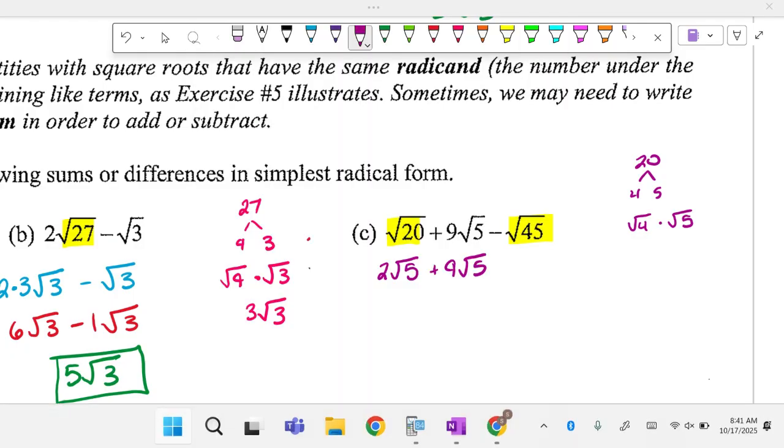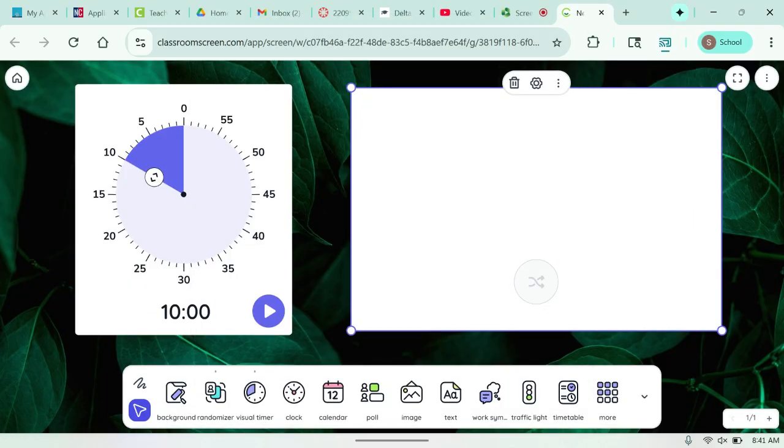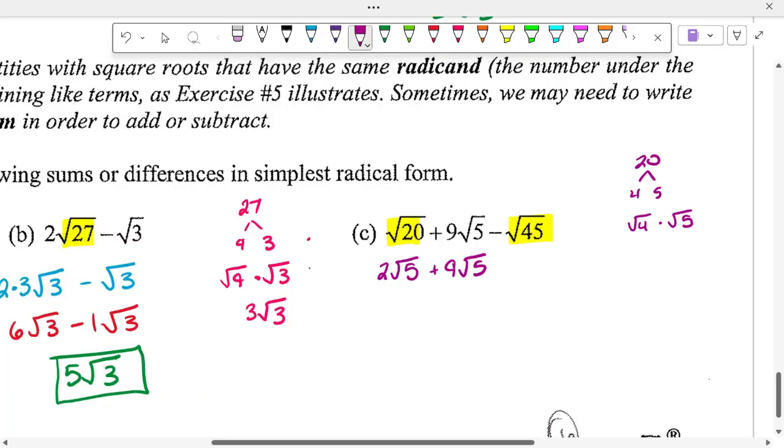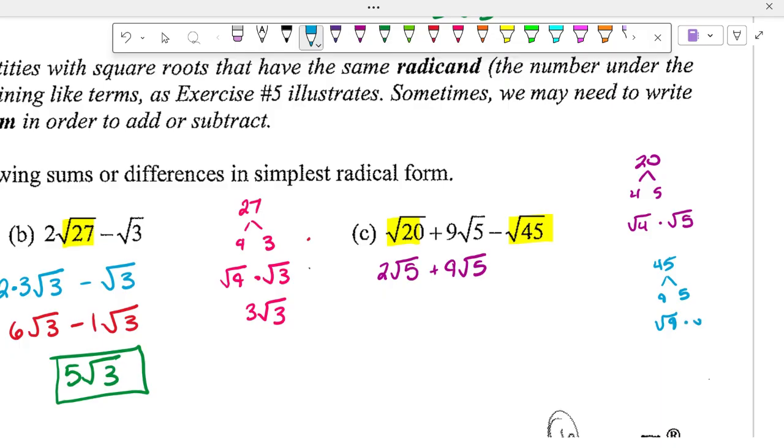So now let's go with Reagan. So walk me through simplifying the square root of 45. All right. So what are some factors of 45? All right. There's nothing wrong with that. So this would be the square root of 9 times the square root of 5. So what's the square root of 9, Reagan? 3. So this would be 3 times the square root of 5.